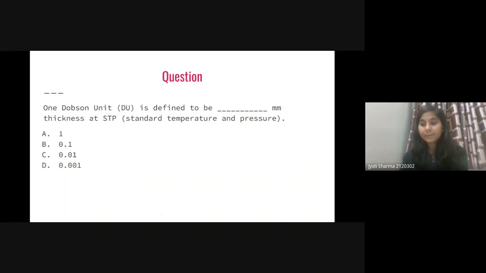Okay, so the answer is 0.01 mm. If we are talking about one Dobson unit, we are talking about just 0.01 mm. So you can see how small a unit we are talking about. This is a very small unit of length, that is the Dobson unit.